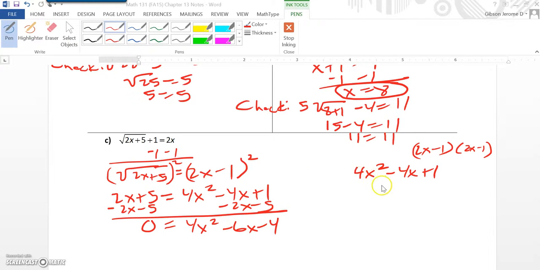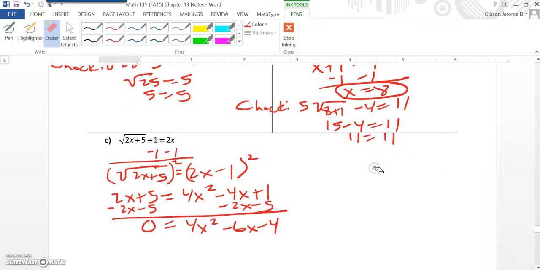So we need to list our a, b, and c. And so what I'll do is erase what I wrote here to give me more space, but you still have it in your notes. So we will list our a, b, and c. I'll list it here. a is 4, b is negative 6, and c is negative 4.